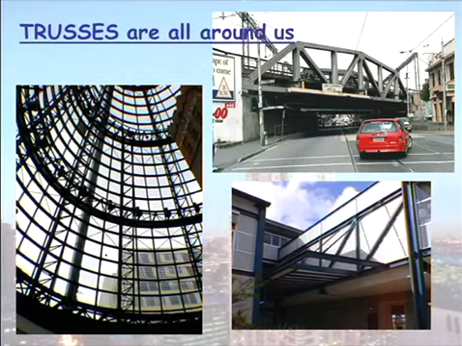This is in Melbourne Central. You'll see a lot of triangulation in here as well. This is the Punt Road Bridge at Richmond. And even in our own building here, Building 60, you'll see some trusses in there where you see diagonal members.